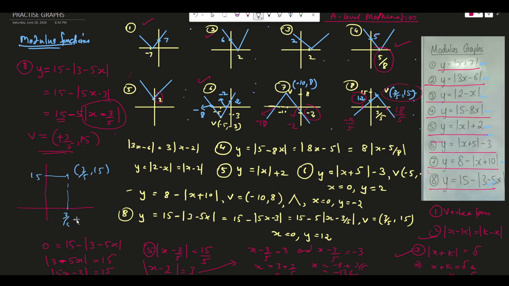This is 15, this is 3 by 5, and the V-shaped graph is going to be like this. So this is going to be my y-intercept, which I got as 12, and these two will be my minus 12 fifth and 18 fifth. So this is the graph that you get. Now it is correct. I hope you must have understood.